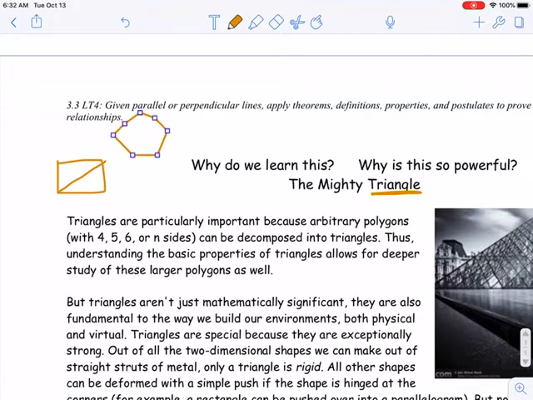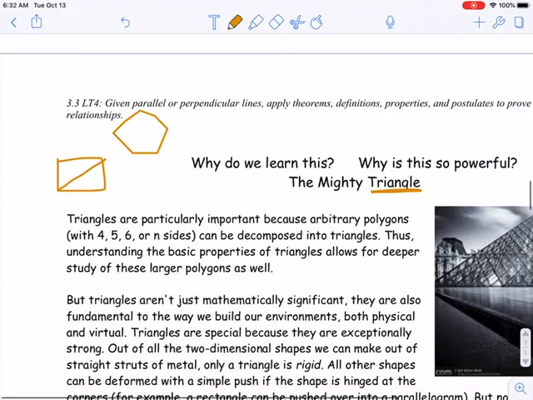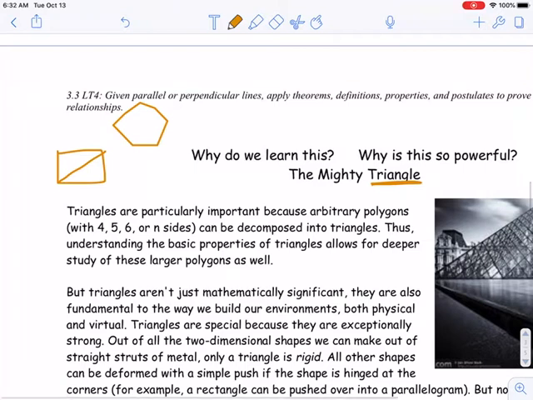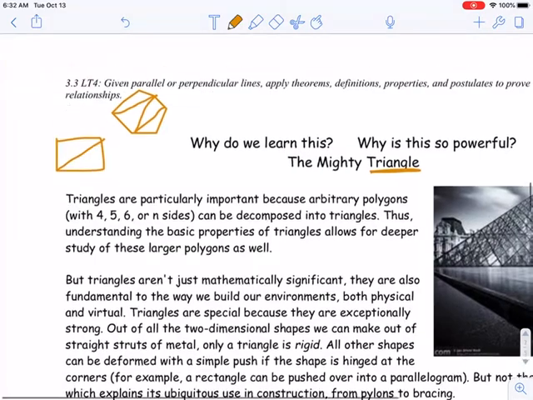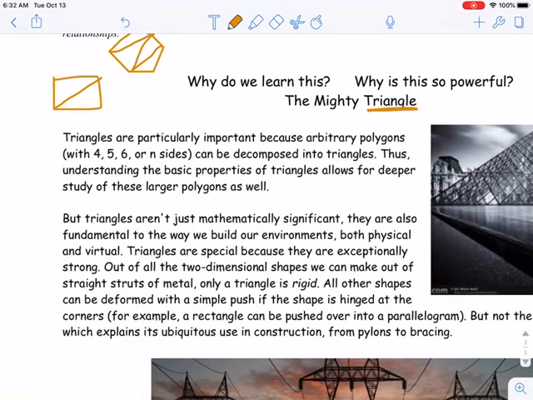That's not a pentagon. Anyways, pretend that's a pentagon. I'm struggling with technology. I can make it into just 4 triangles, all right? I can take any shape and just make it a bunch of triangles. That's for polygons. Thus, understanding the basic properties of triangles allows for a deeper study of these larger polygons as well.